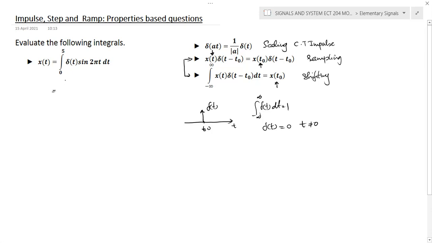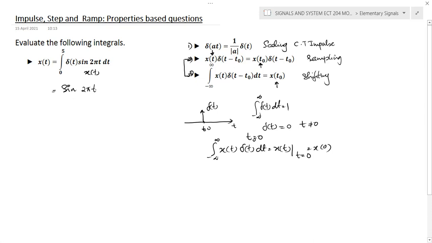In this particular expression, the integration was only from 0 to 5, and we don't need to integrate from 0 to 5 because the signal exists only at t is equal to 0. So I can simplify this integration by applying the shifting property, which is simply x of t0. That is, we will evaluate x of t at t is equal to 0. Here t0 is equal to 0, so you can write x of t at t is equal to 0, which gives x of 0. In place of x of t, it is sine here.